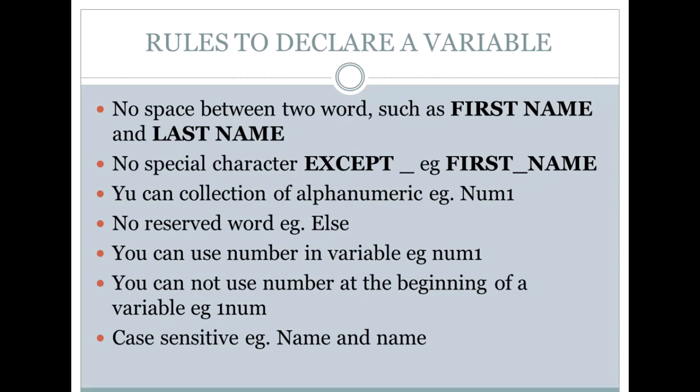Okay, so the next one here is no special character except the underscore, and I gave an example here. Here we talk about no space between two words, right? So how will you do it when you want to specify your first name and your last name? Here you can see that there is no special character except the underscore.